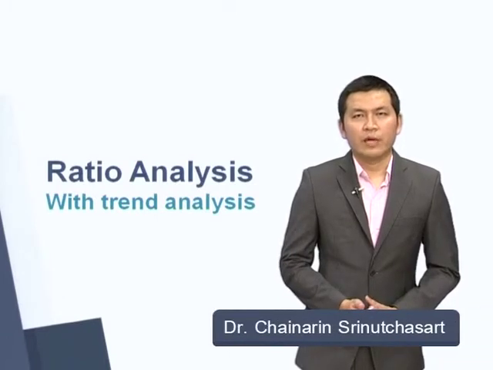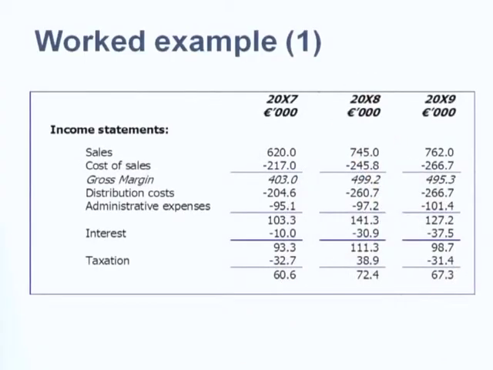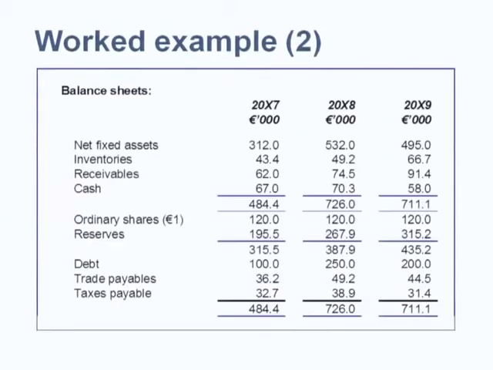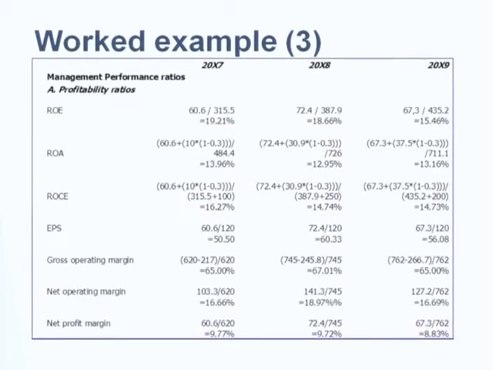Okay, now we look at an example where we use ratio analysis together with trend analysis. I have income statements for 3 years, 2007 to 2009, and balance sheets for the same period. Here is how we deal with those statements. You can calculate the ratios. A is profitability ratio. You can start from ROE.